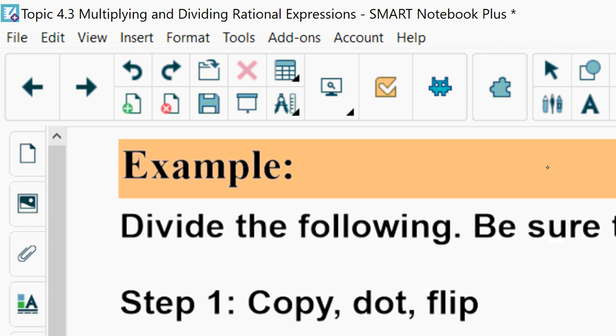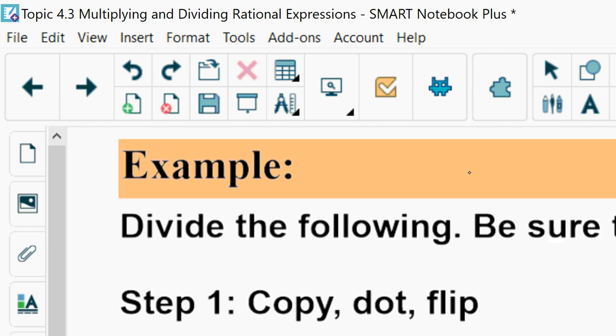So the first quantity in this expression stays the same. And now instead of dividing, I'm multiplying. And I'm going to go ahead and flip that second rational expression that I have in this dealio. All right. Now I'm going to go ahead and multiply straight across, just like I did in this example.